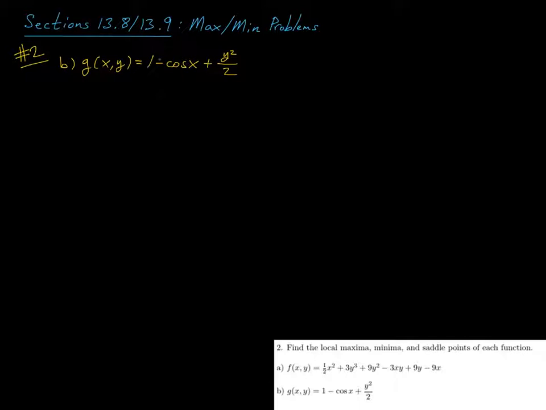So for part B, we're looking at the function g of x, y is 1 minus cosine x plus y squared over 2. So again, we'll find the critical points. The x derivative is sine x, the y derivative is y.